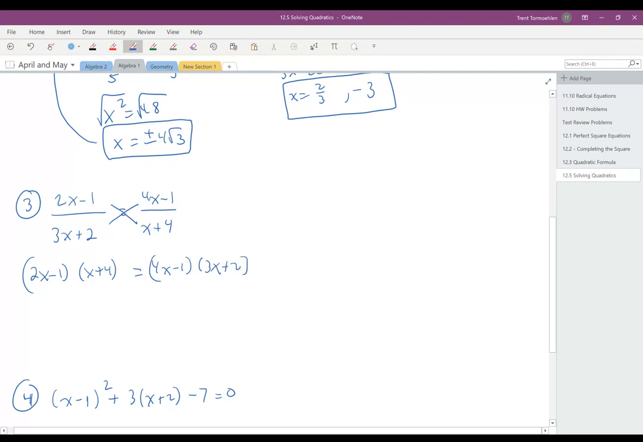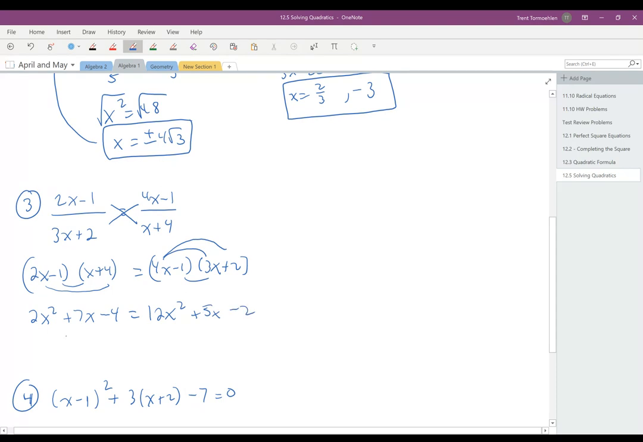And so then we have to go through and simplify all this out. And so that's going to give us what? 2x squared plus 8x minus 1x is 7x minus 4. This one's going to be what? 12x squared plus 8x minus 3x is 5x minus 2.